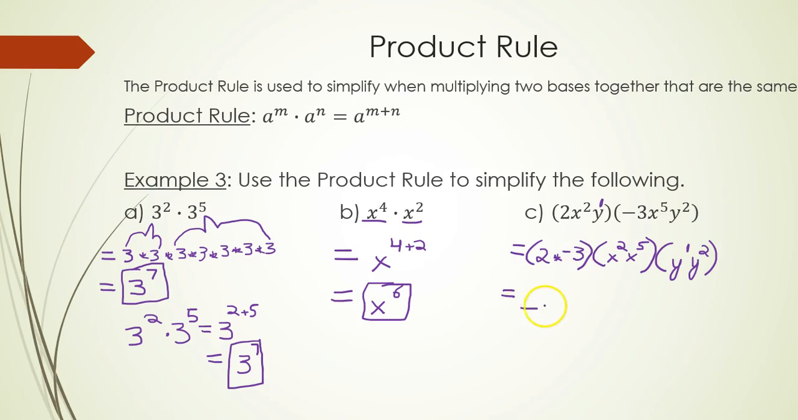Two times negative 3 is negative 6. X squared times x to the fifth actually gives me x to the 2 plus 5. And then you have y to the 1 plus 2. So I have negative 6, x to the 7th, y cubed. That is the final answer.